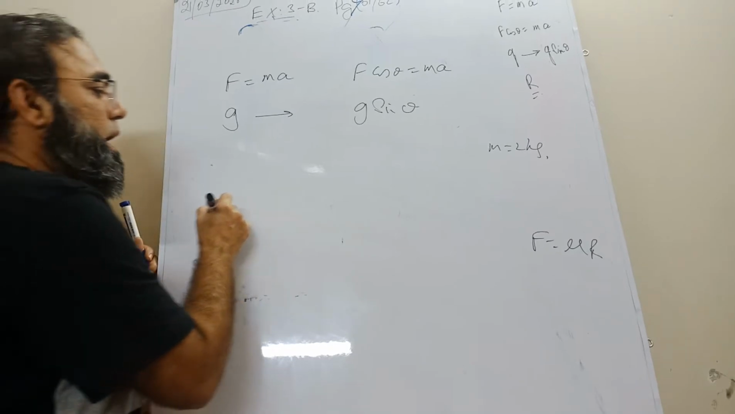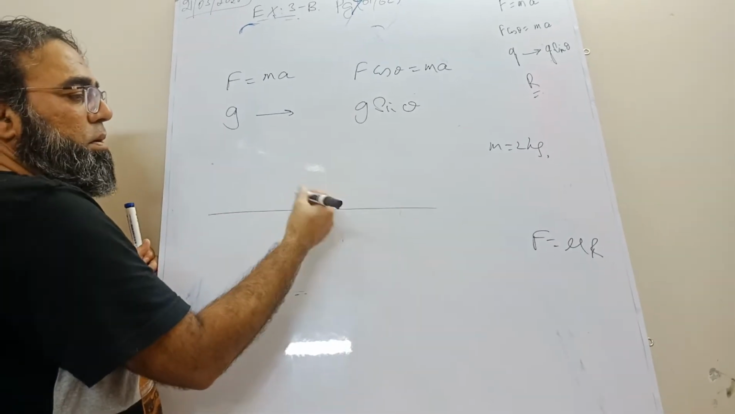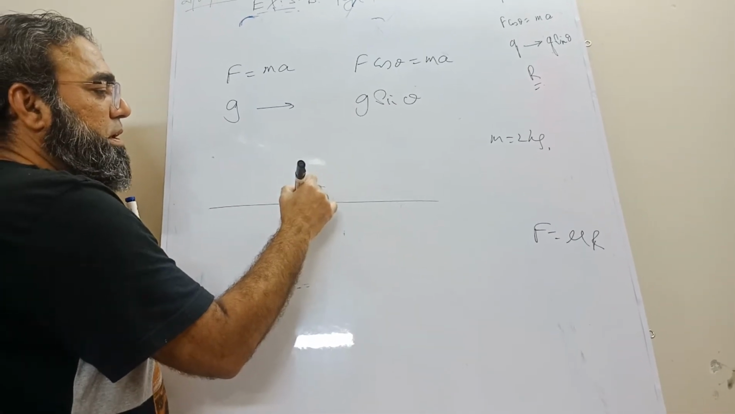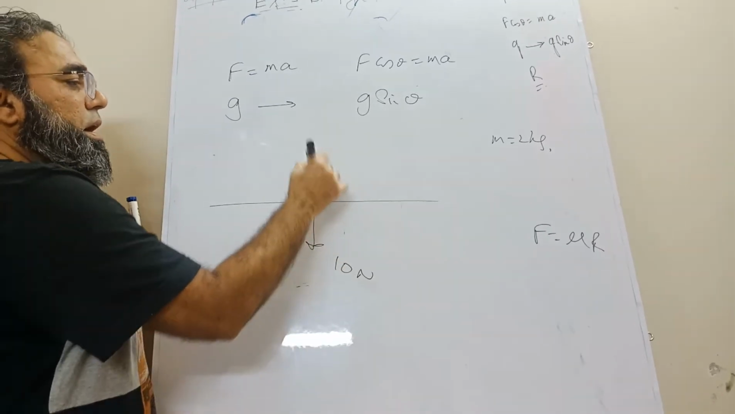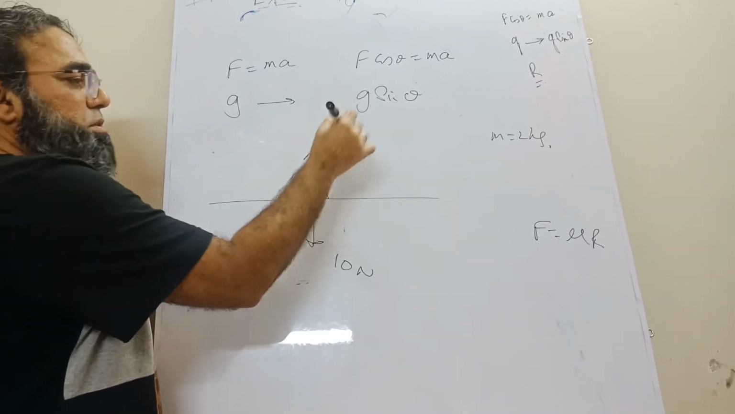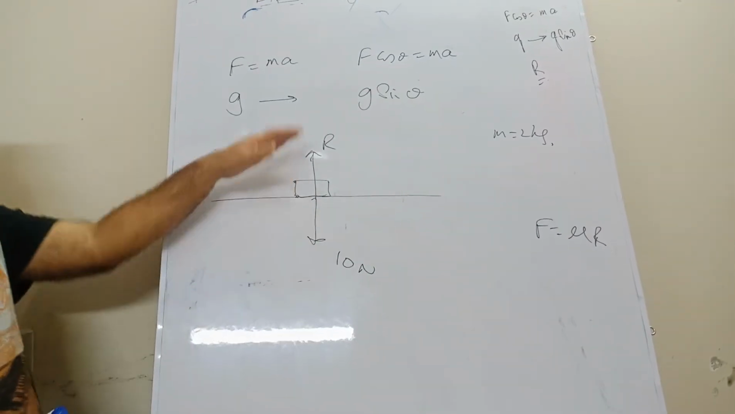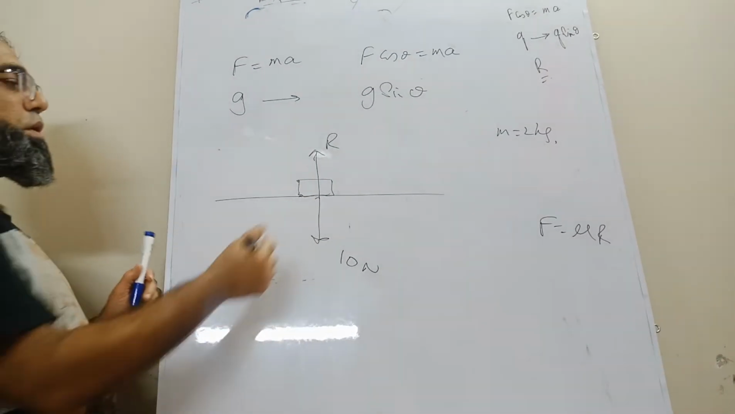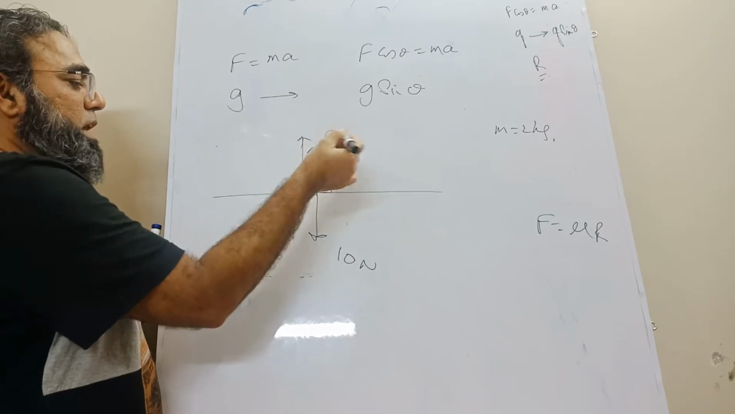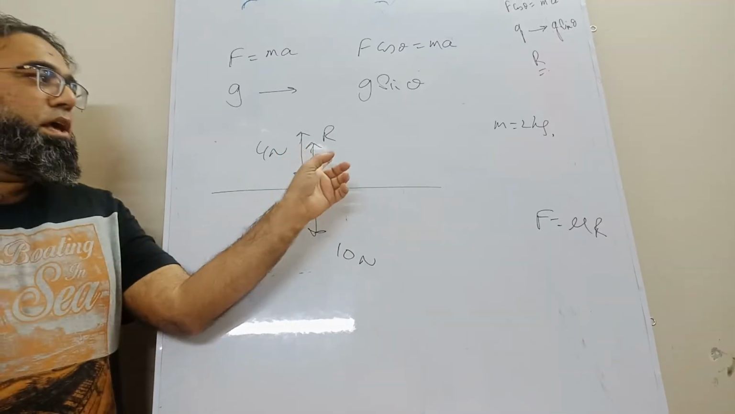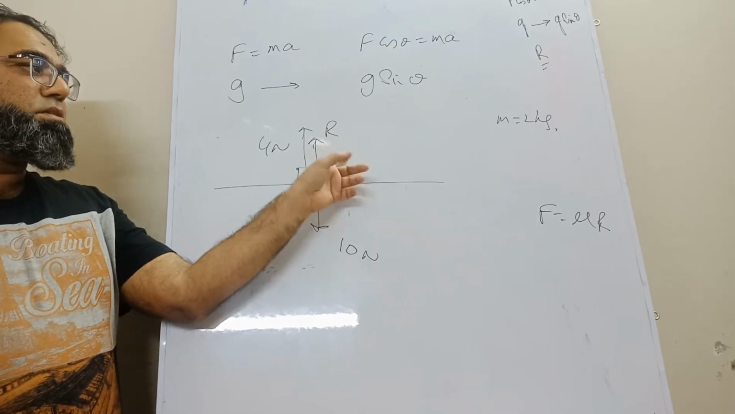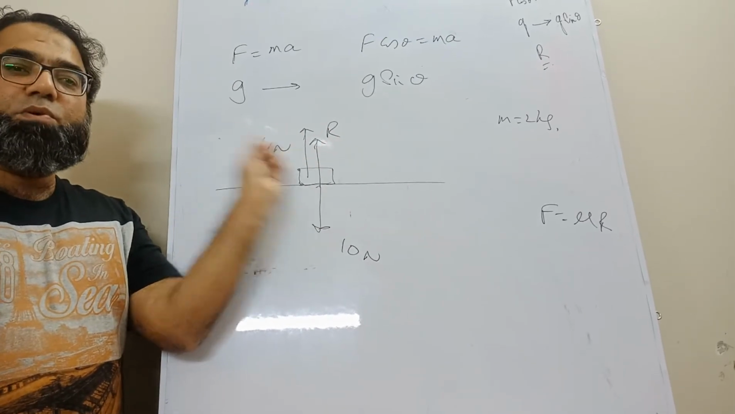You already know that if there is a horizontal surface, and there is an object lying on it, if its weight is 10 Newtons, then this R is going to be 10 Newtons, okay? This R is exactly equal to 10. If you pull this up with a force, let's say a force of 4 Newtons, I believe you know that now the R is going to be 6 Newtons, okay?